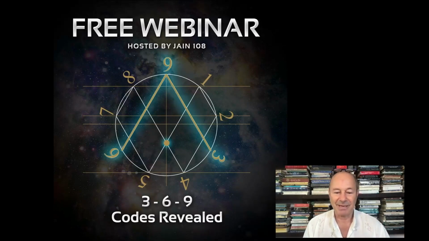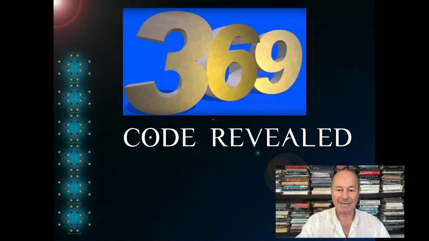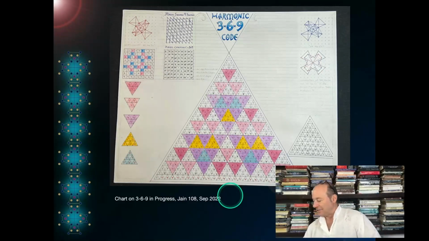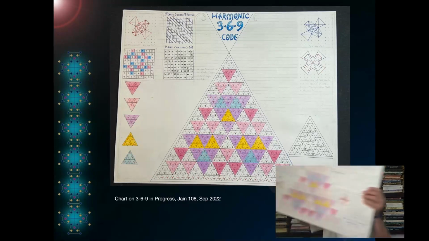So stay with me. There's a little bit of number theory in here, but I want to make this as visual as possible for you. So this is about the revelation of where 3, 6 and 9 have come from. So I decided to put all this on a chart. As you can see, I work with really large charts. Here's the completed chart here, just to show you.